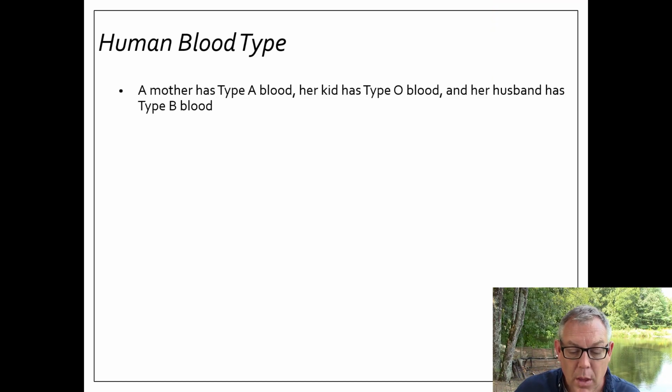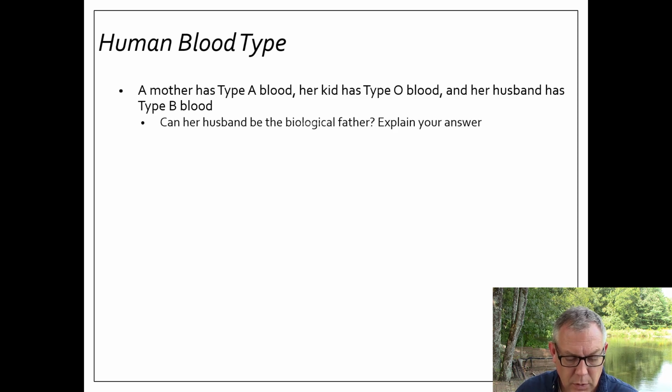Okay. So then we have the kind of classic questions we can ask now about heredity and relationships. And so if a mother has type A blood, her kid has type O blood, and her husband has type B blood, can her husband be the biological father of that kid? So think about it for a second.